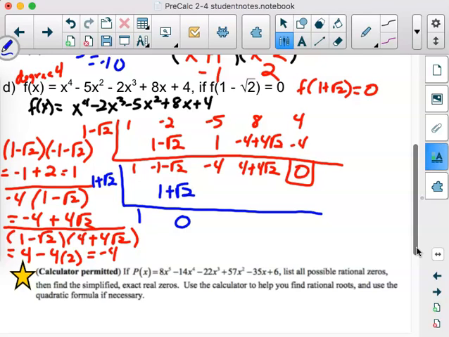I like multiplying by 0. Gives me 0. -4 plus 0 is -4. Distribute the -4. -4 minus 4 square roots of 2. Yes. Then we'll get a 0. So we had 2 zeros, even though they only gave us 1, thinking logically, hey, the minus is there, the plus has to be there. It's conjugate.